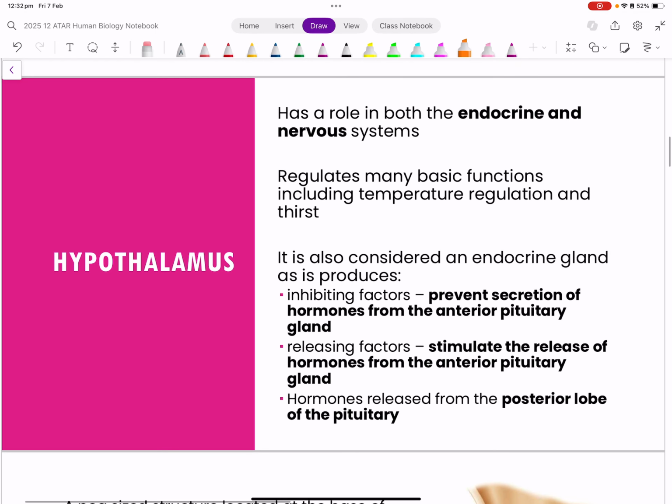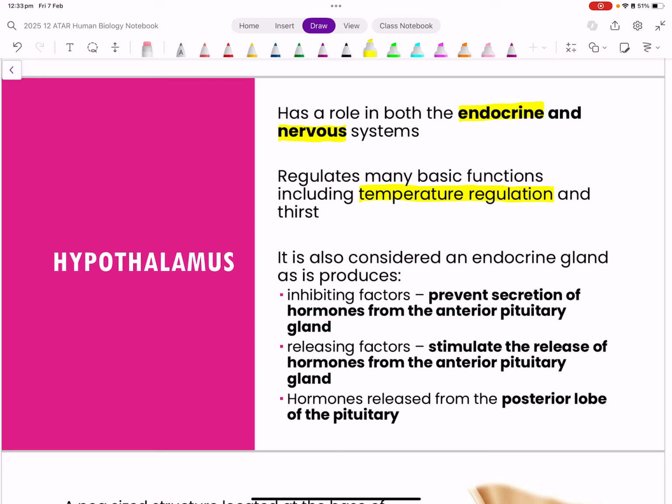When we talk about the hypothalamus, it's important to recognise that it has a role in not only the endocrine system, but also in the nervous system as well. It's important for many functions found throughout the body, and one of note is temperature regulation or thermoregulation, which we will talk about later in the year. Now, for today, we are going to focus on the hypothalamus as an endocrine organ.